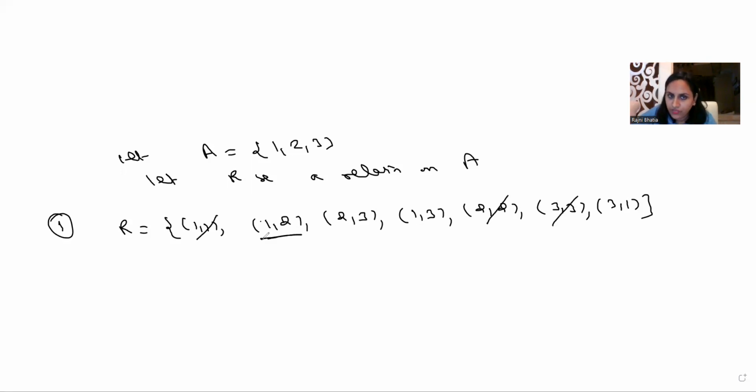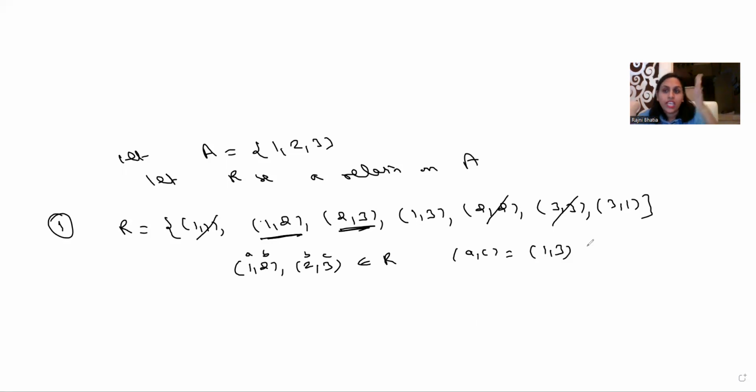Now we can see (1, 2). Since (1, 2) is there, search for (2, something). Here it is: (2, 3). So (1, 2), (2, 3) is (a, b), (b, c). Both of these are in R. Now we need to check (a, c), which will be (1, 3). Is (1, 3) present in the relation? Yes, it is present. So we'll move to the next condition.